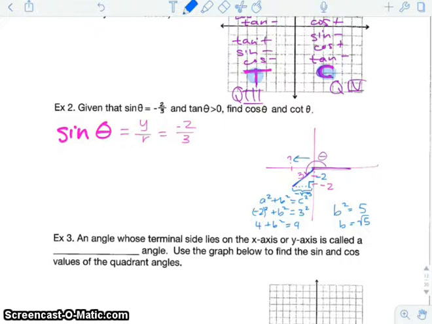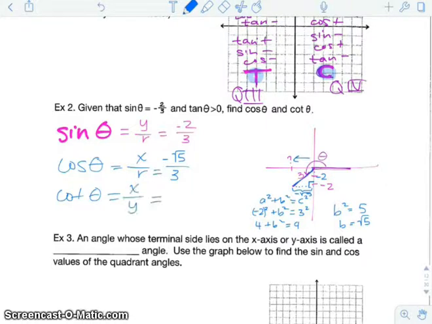So sine is equal to y over r. Cosine of theta is equal to x over r, so it's equal to negative radical 5 over 3. And then they asked me for the cotangent, which, if tangent is y over x, then cotangent must be x over y, since they're reciprocals. x in this case is negative radical 5, and y in this case is -2. My cotangent is negative radical 5 over -2. Radical 5 over 2, positive. Negative divided by negative leaves me with the positive.